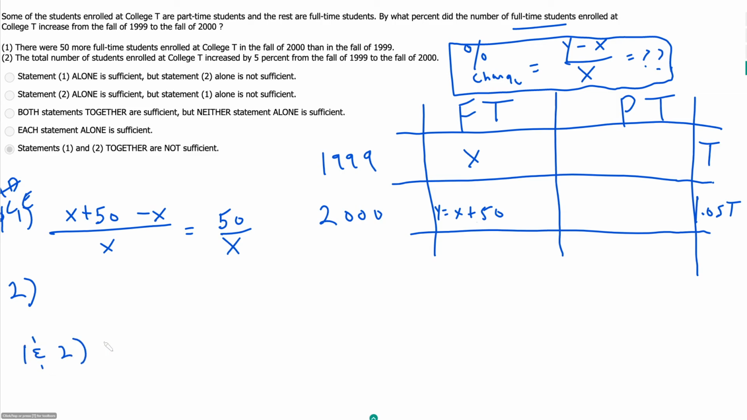it's still going to be insufficient, right? Because I don't know anything about my part-time students, and therefore I need to know something about the part-time students, because even if I get everything in terms of T or everything in terms of X, I'll still be left over with one of those variables to solve for. And so E seems to be the answer choice. I need to know something about the part-time students relative to the full-time students in order to determine what this percent change is.